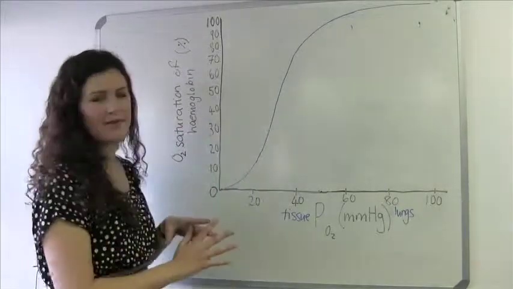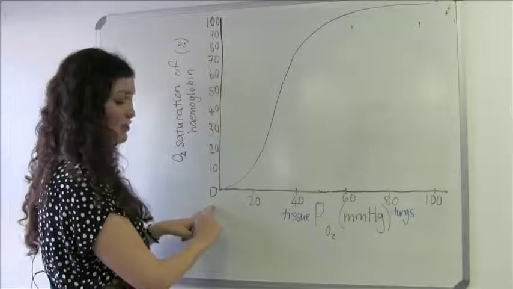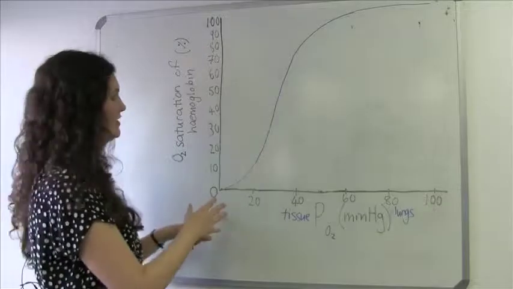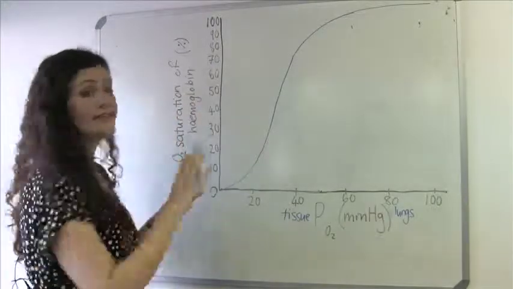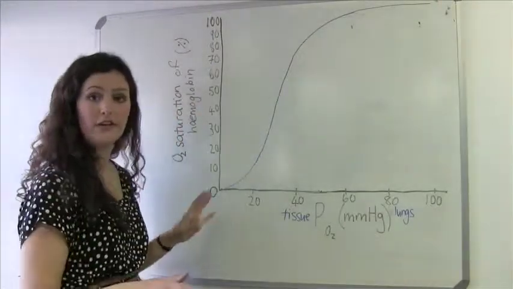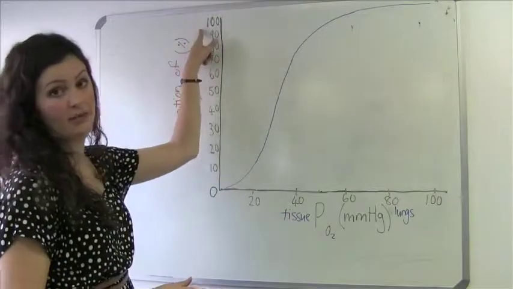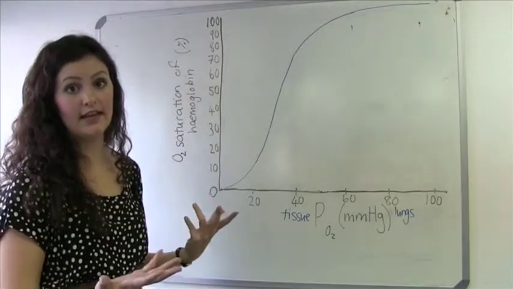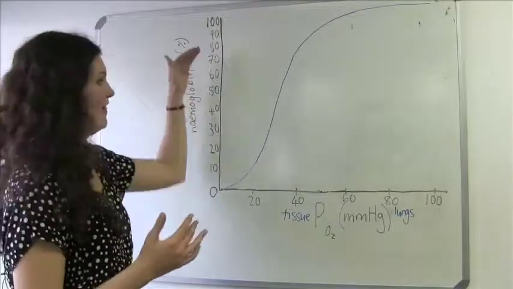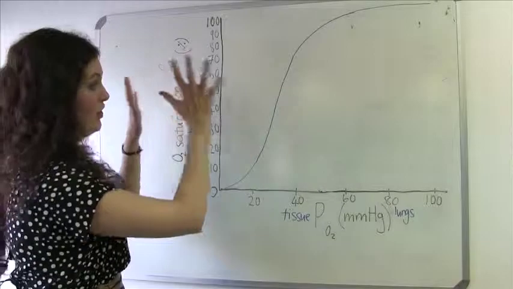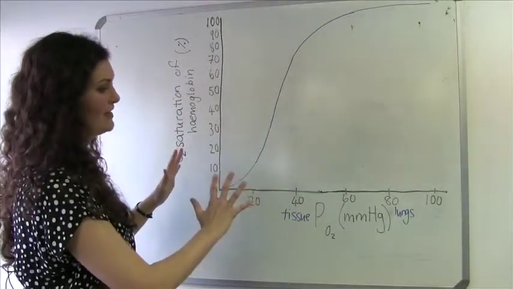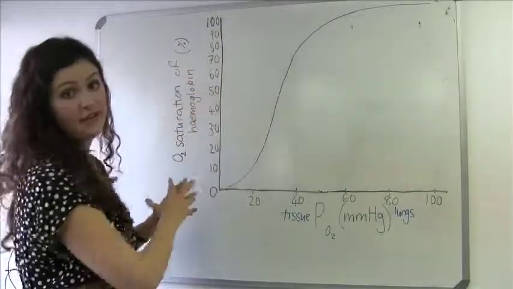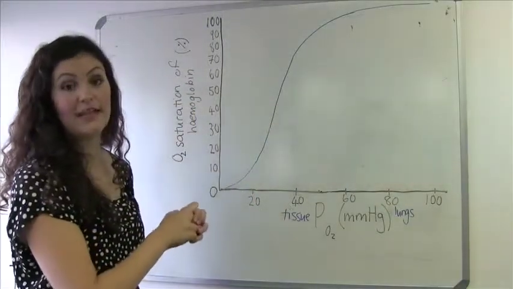So if all the hemoglobin had no oxygen, then it would be at 0%. The saturation of hemoglobin would be at 0%. If every single hemoglobin molecule was completely full of oxygen, then we'd be at 100%. And if some of the hemoglobin have lost their oxygen, then we're dropping down in here. So this graph is going to relate the pressure of oxygen in the air or in your lungs in your body to how saturated the hemoglobin is.